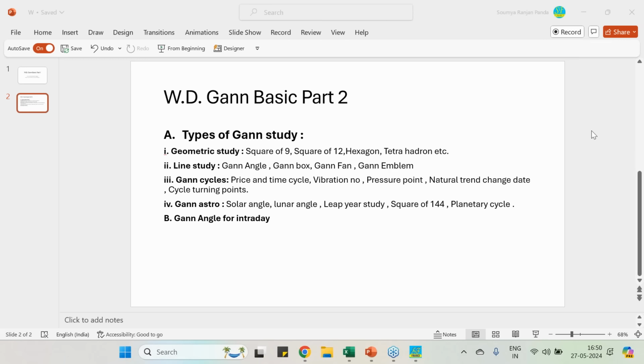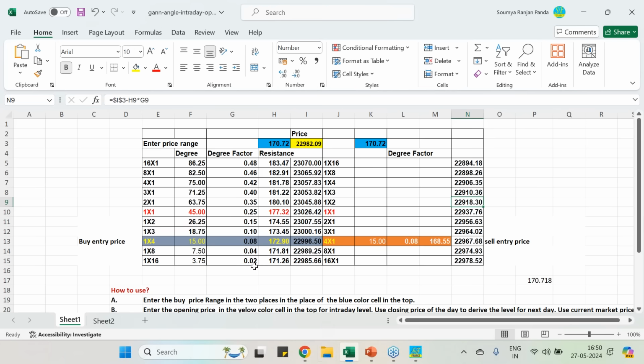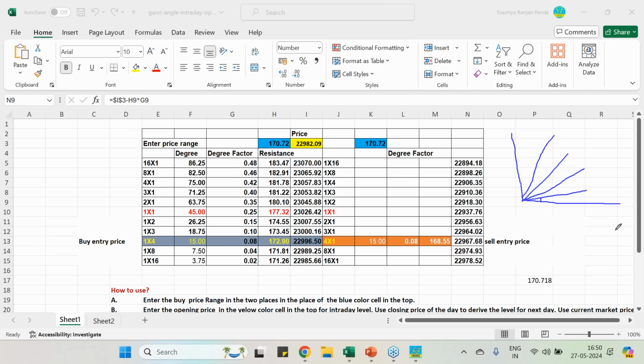So what is Gann angle study? It is said that there are 11 groups of angles. He said that there are 11 groups of angles. Here 11 groups of trend lines can be drawn at different angles.